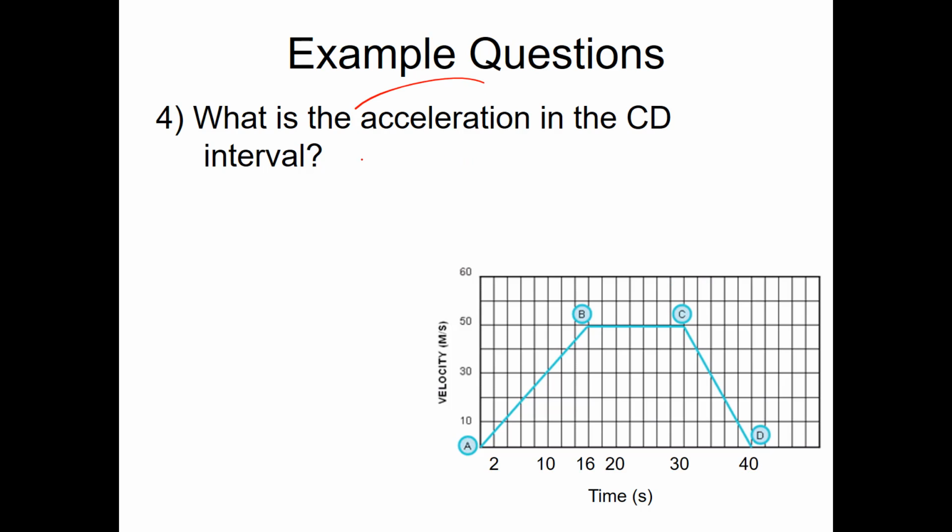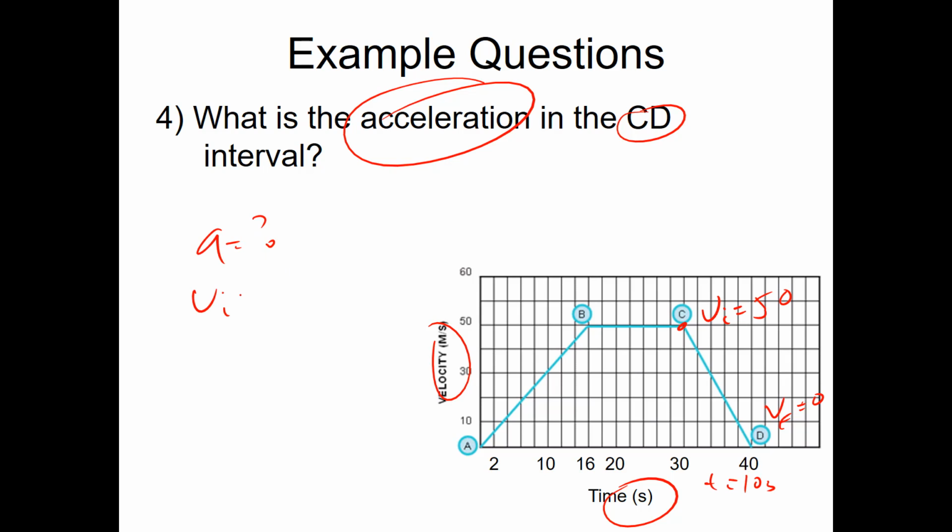Okay, acceleration. Once again, it's not something we have on here, but we have all that we need. There's a lot of givens here. Here we start off with an initial velocity of 50 in the C to D interval, and we got to a final velocity of 0. And the time it took was 10 seconds. So a equals question mark, VI equals 50 meters per second, VF equals 0 meters per second, and we have a time of 10 seconds, and now we have everything we need.